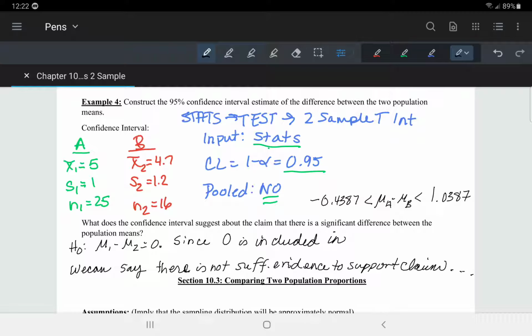So what does the confidence interval suggest about the claim that there is a significant difference between the two population means? Well, the null hypothesis assumes that mu1, or mu A, minus mu2, or mu B, is equal to 0. And since 0 is included in this interval, negative 0.4387 up to 1.0387, we can say that there is not sufficient evidence to support the claim that there is a significant difference between the two population means.